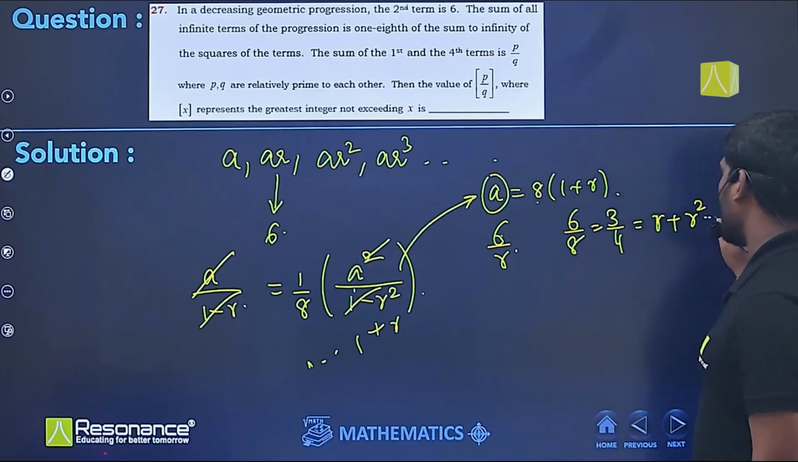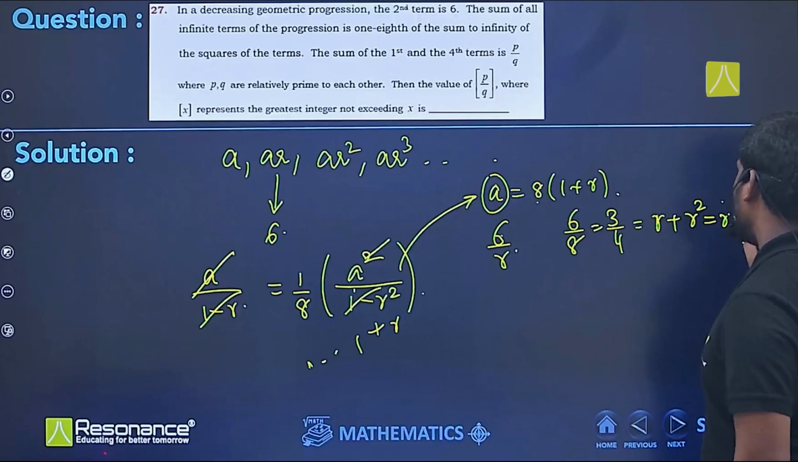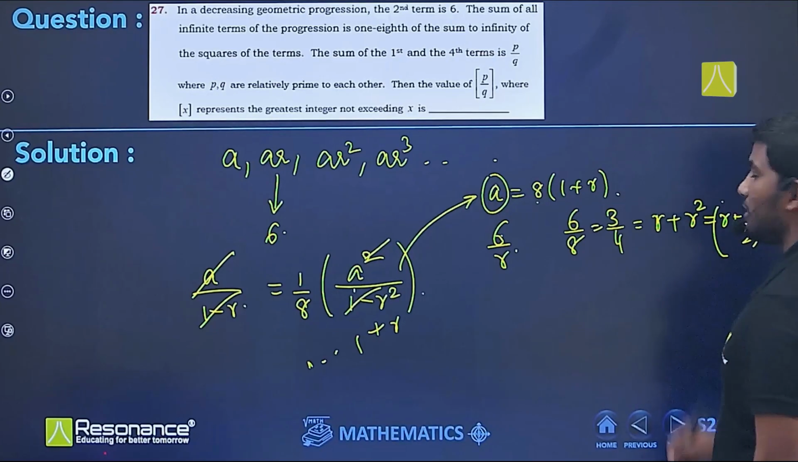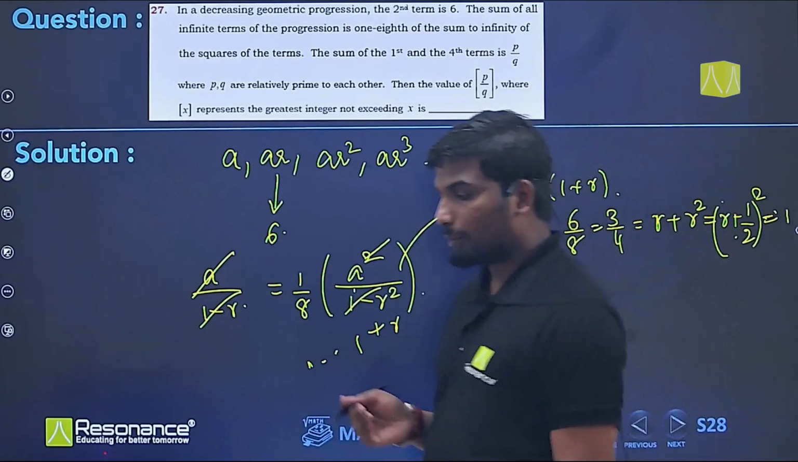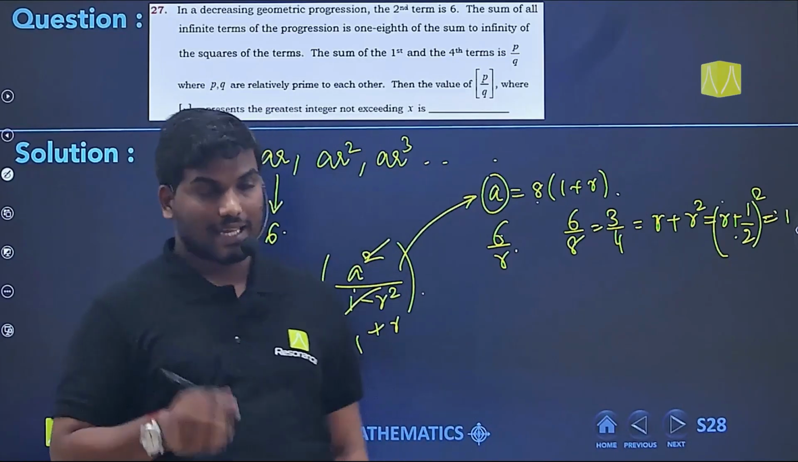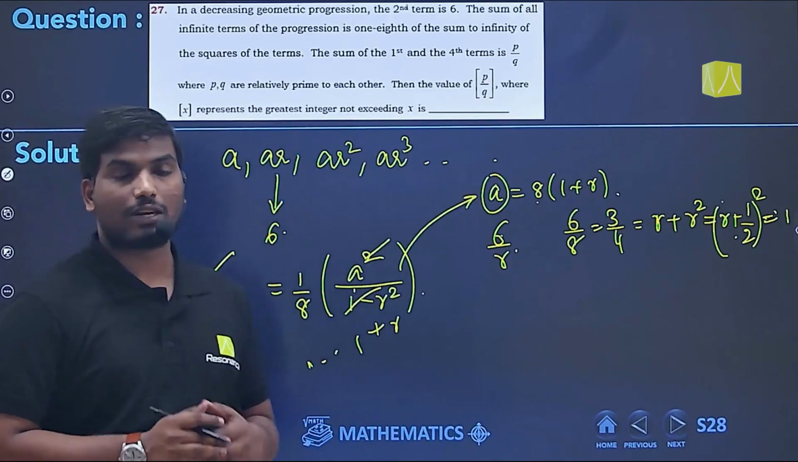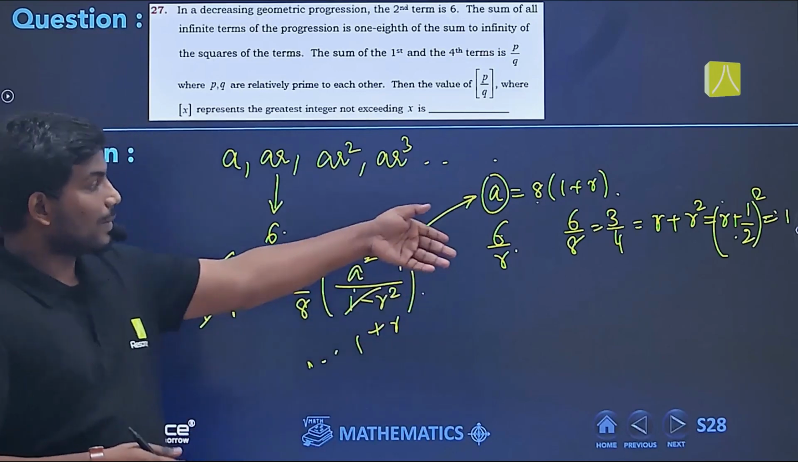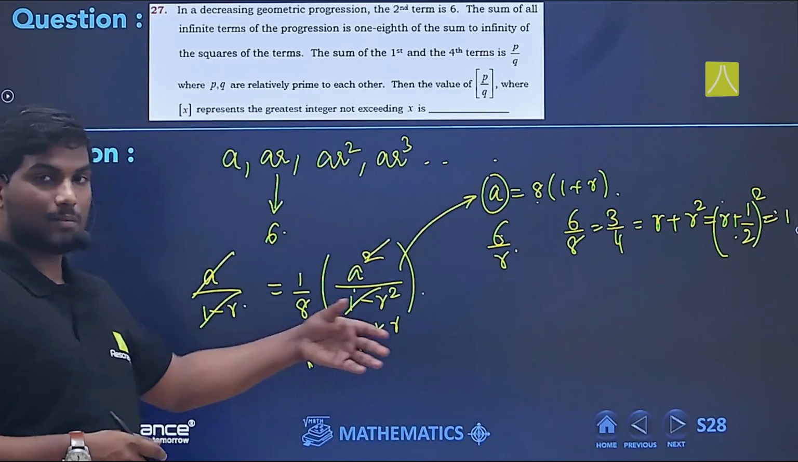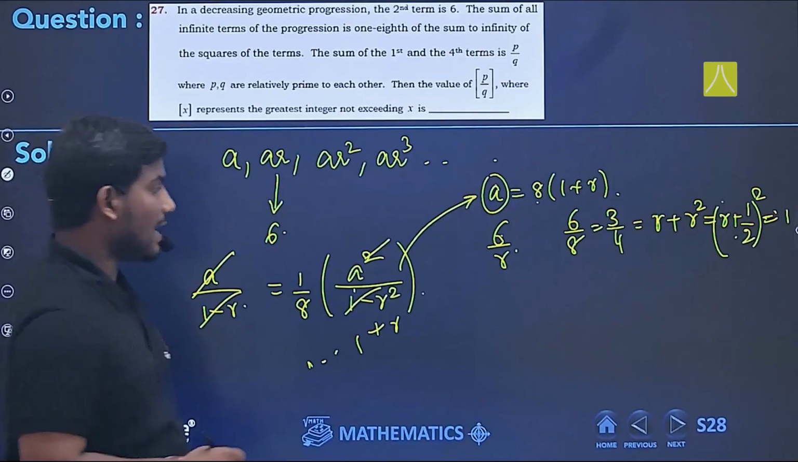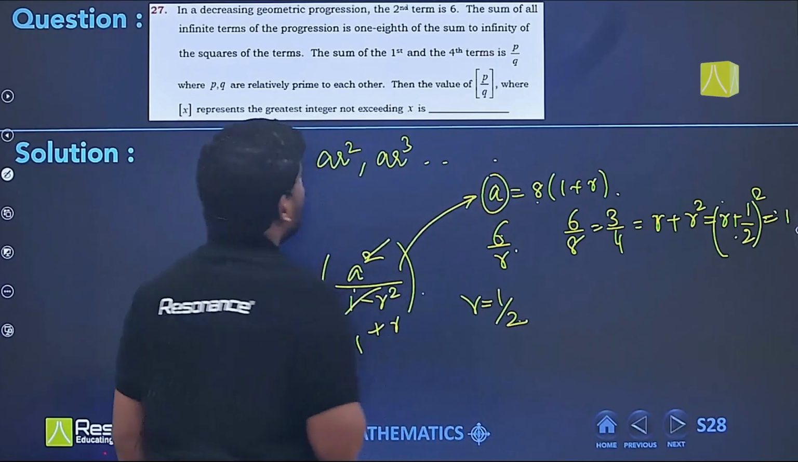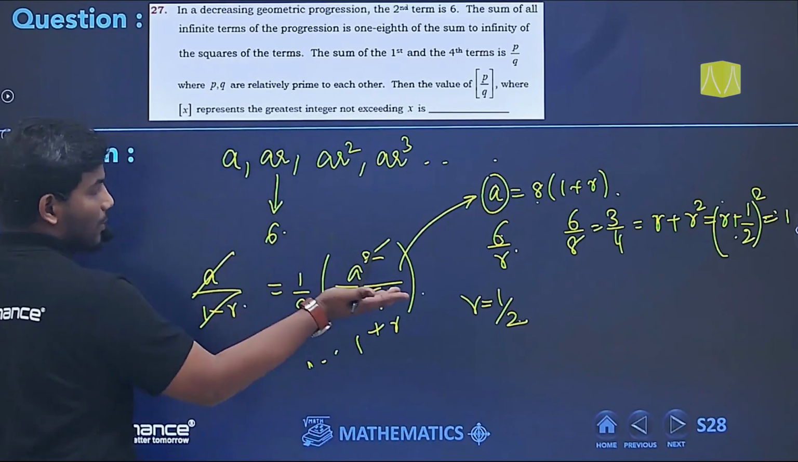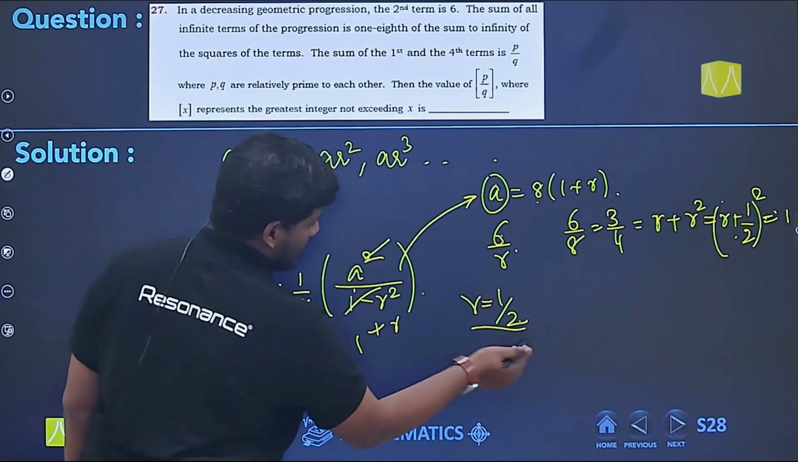Now completing the square, this is 1 plus r plus half square. When I do that, this becomes 1 on the other side. So r plus half square is either 1 or minus 1. And since this is a decreasing GP, modulus r should be less than 1. So when r equal to minus 3 by 2, obviously the mod r is greater than 1. So r equal to 1 by 2 is our only hope. So now from that, ar equal to 6, which shows a equal to 12.